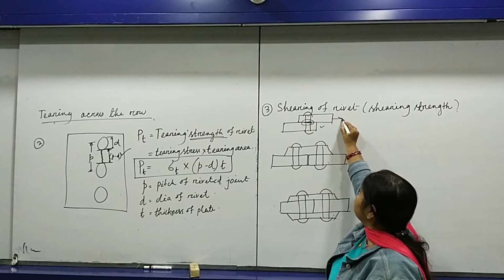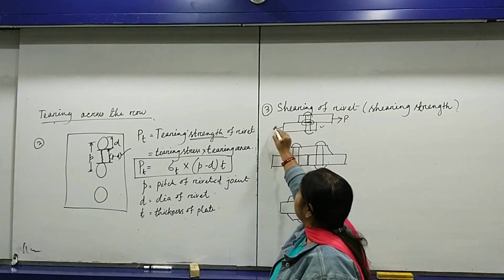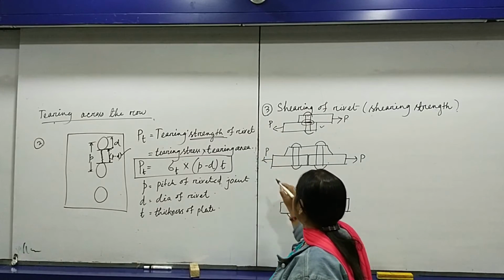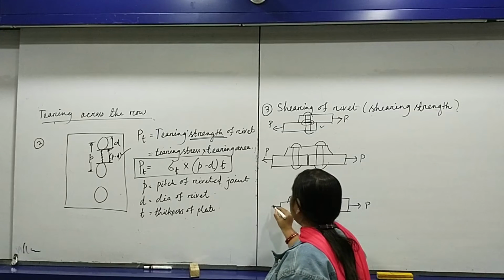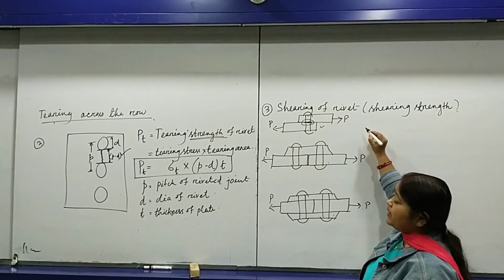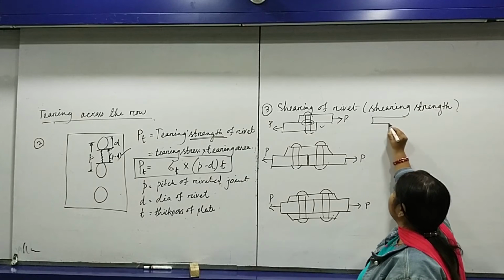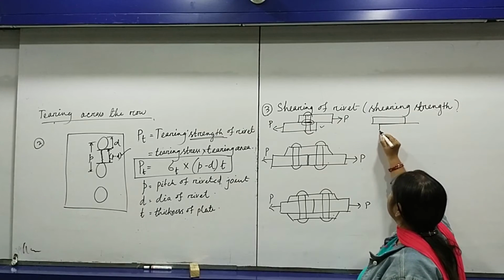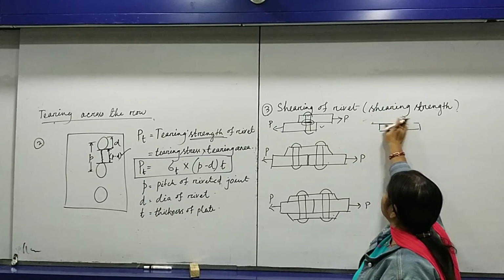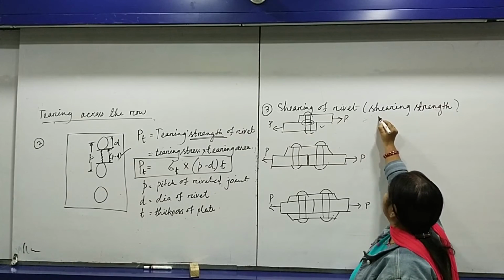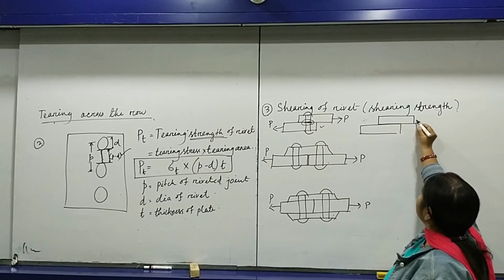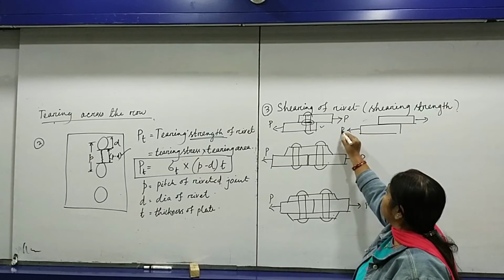Which means when the external force P is applied, here it is external force P applied on the plates. Right? So when external force P occurs, what happens in a lap joint? Here P is applied. Okay.